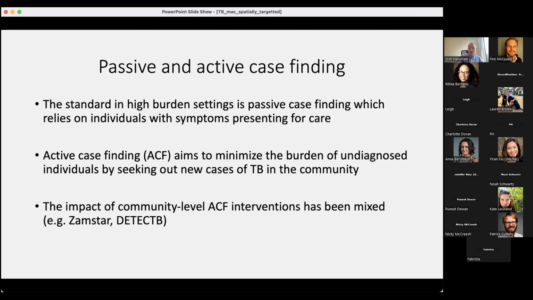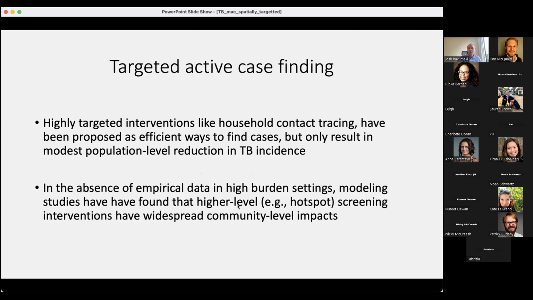Another trial, on the other hand, the DetectTB trial, I believe in Zimbabwe, looked at more targeted door-to-door case finding, and here there was a more pronounced effect on TB prevalence that turned out to be statistically significant. So all this to say, there are many different kinds of active case finding interventions, and various trials have been conducted, but they have yielded mixed results on overall TB epidemiology in different communities.